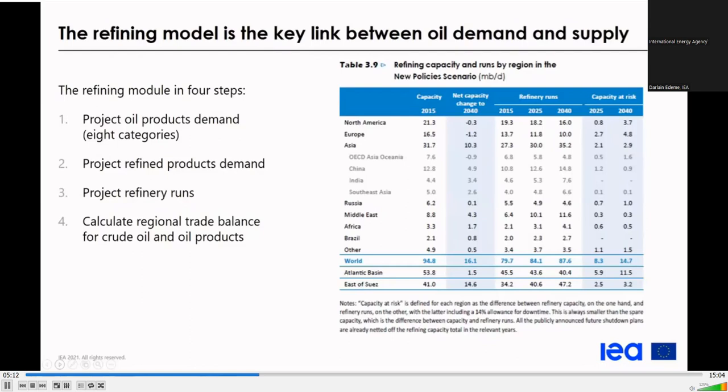So we will have to look, as we always do, at the demand product category by product category: kerosene, LPG, gasoline, etc. We will have to look at the demand for refined products, how those refineries are operated, and what the runs of those refineries are. And then, as there is a lot of trade in oil products and crude oil, we will have to balance region by region how the exchanges will happen between local and domestic production, imports, and exports from different regions.